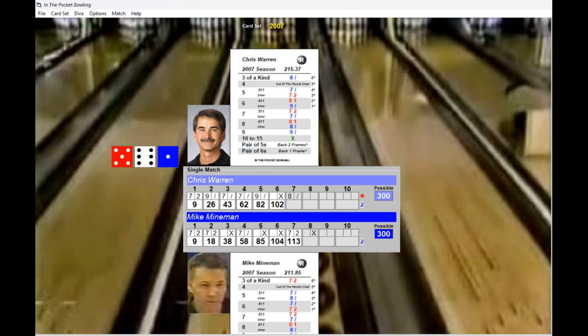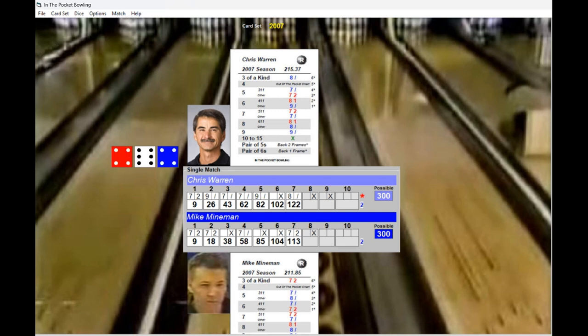Chris Warren gets a 6-2-4. That's a strike. That's 12 points. So he gets a 12. That's a strike on 8, 20 points for the 7th. So after 7, he's at 122, 113. He's got a strike to work off of.